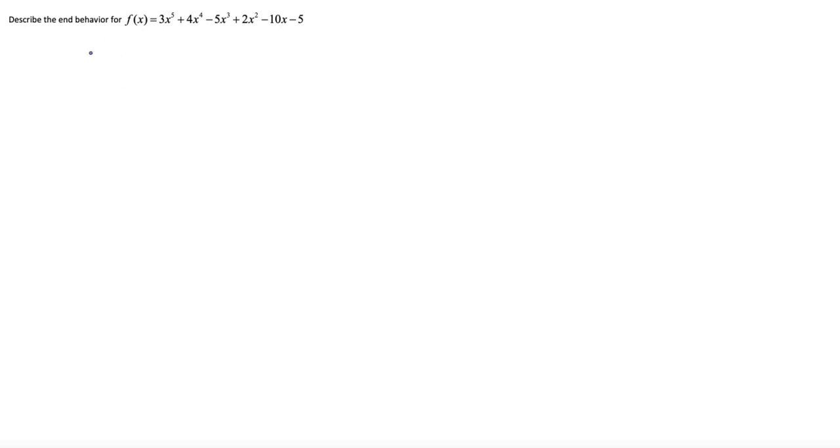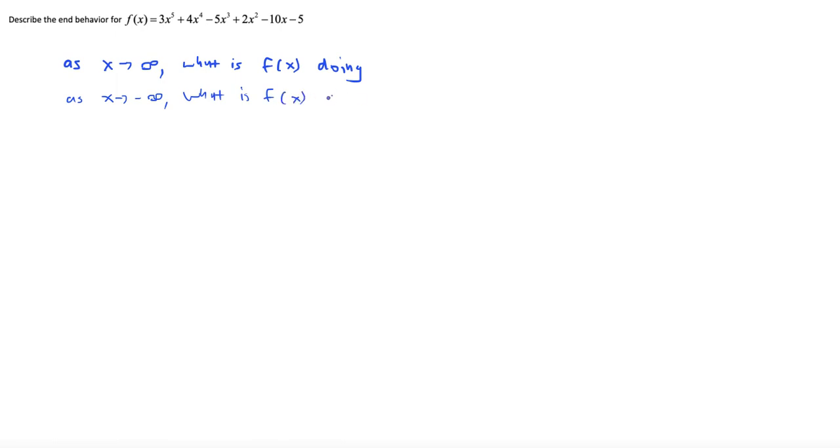So we can write it more technically this way. As x approaches infinity, what is f of x doing? And when we say what is f of x doing, we mean is f of x going larger to positive infinity or smaller to negative infinity? And along the same lines, what is happening as x approaches negative infinity? Same thing. As x is getting smaller and smaller, what is f of x doing?